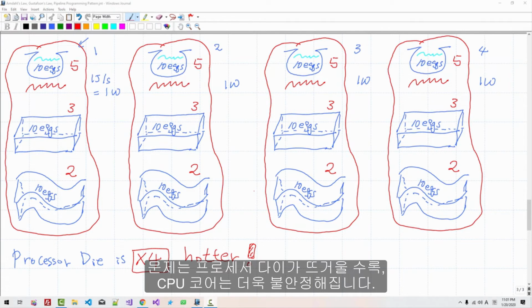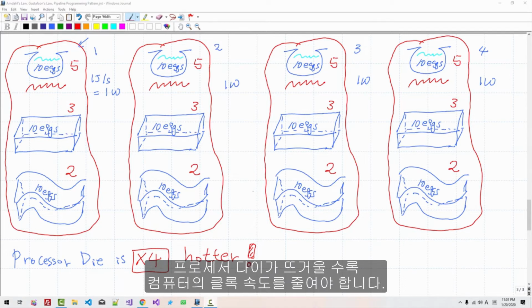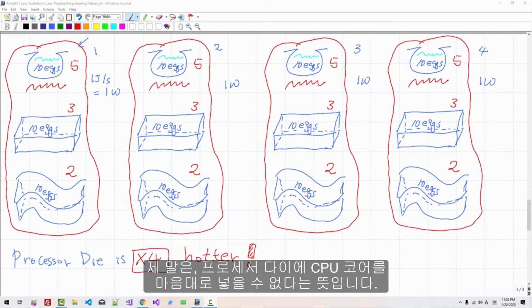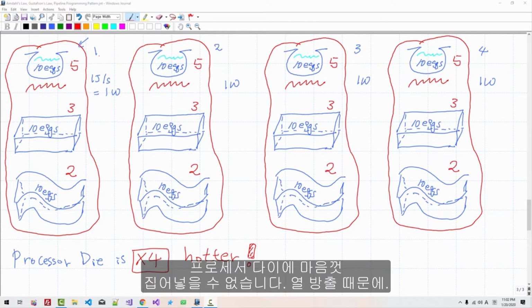The problem is that the hotter the processor die, the more unstable our CPU cores. So if the processor die is hotter, then we have to reduce the clock speed. That means the performance of our CPU core degrades. My point is that we cannot cram CPU cores into the processor die arbitrarily. We cannot because of power dissipation.